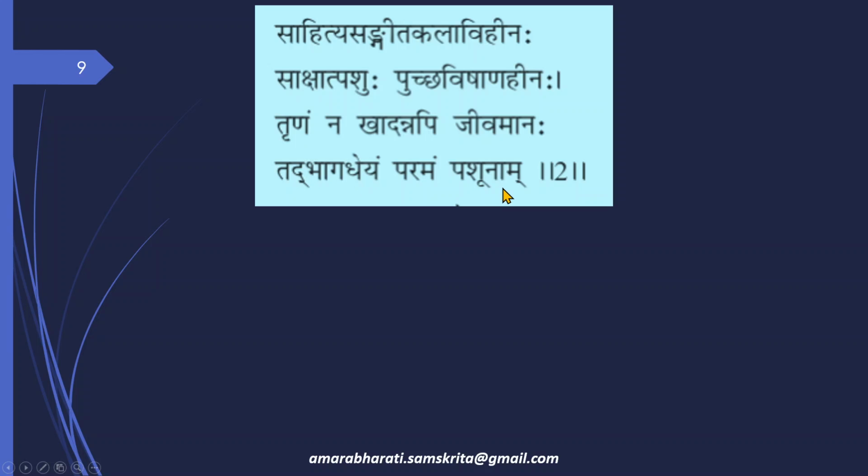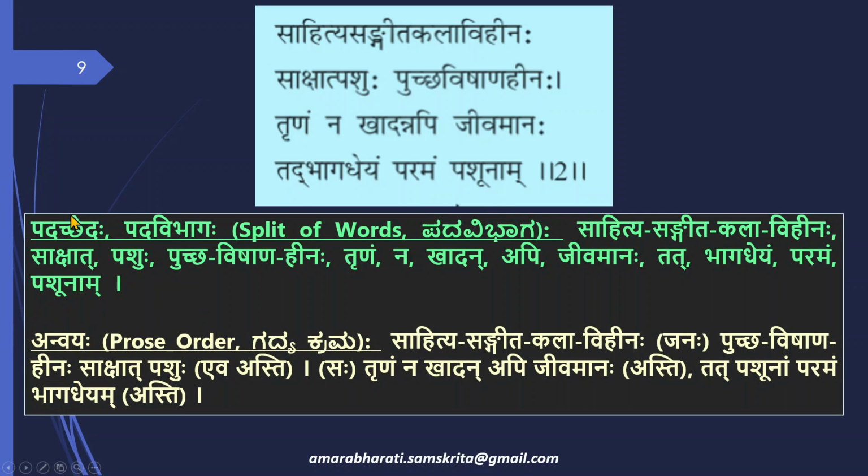The Padacheda, Padavibhaga split of words is Sahitya Sangita Kala Vihinah is one full word, but I have split it into these four parts because they are individual parts, but they are joined together in one full word. Sakshat Pashuhu Puchha Vishanahinaha Trinam na Khadan api. Khadan api is Khadan plus api. Jivamanaha.